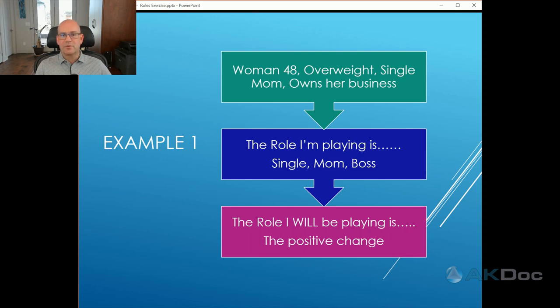Now we go to the role I will be playing. So if you remember what I've just said, in the beginning scenario, her role as single had some issues. There was definitely some overwhelm. There was her feeling needy. So then she needs to look at it and say, how can I change this? And all of those pieces you want to write from the positive.